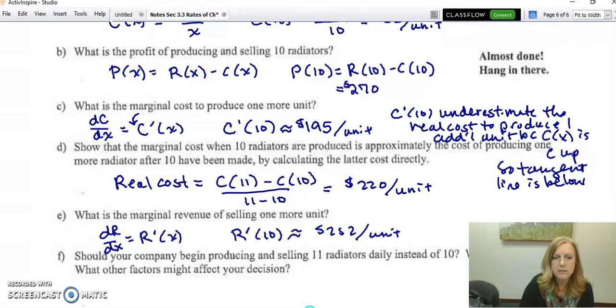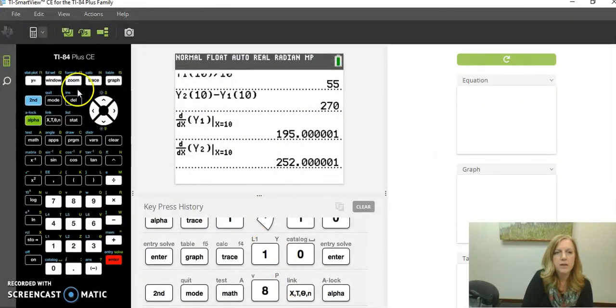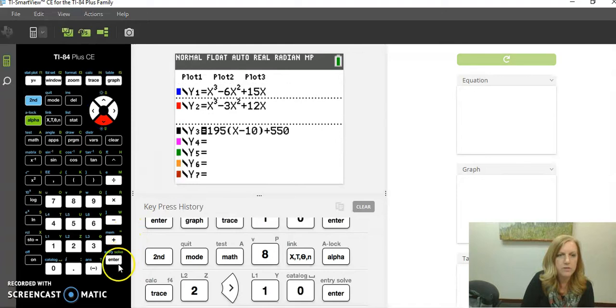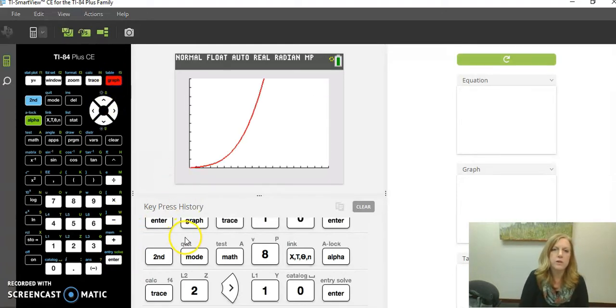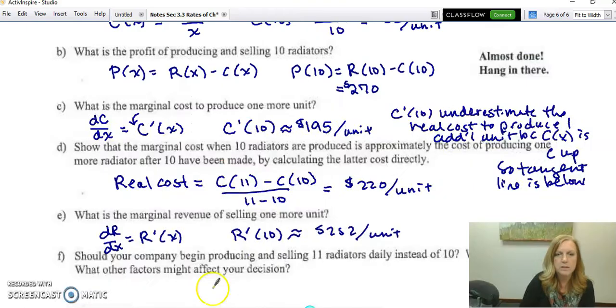And again, is this going to be an over or an underestimate? Well, what I'd have to do is take a look at my, oops, wrong one. Let's go to this one. If I go to my y equals, I'm going to turn off my cost function, turn on my revenue function. Let's see how lucky I am on that. There's my revenue function, and that's the wrong tangent line. So ignore that. But if I look at it, I am definitely concave up. So that's going to be an underestimate as well. So this is going to underestimate the actual revenue that you're going to take in.